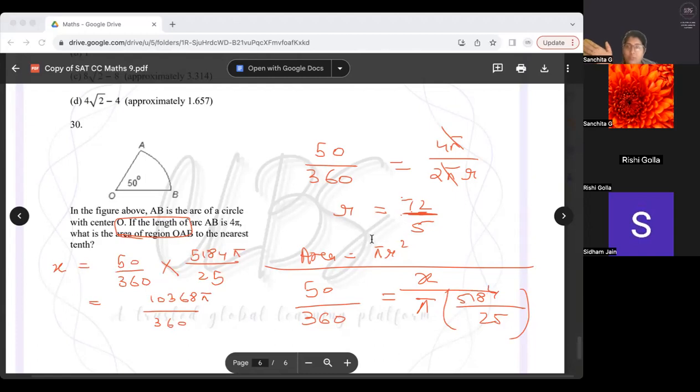So pi you can change to 3.14. Multiply by pi. 90.4. Correct. We write 360 as 2 pi, then we just cut the pi. Yes, we simplified. 90.4. What is the 100th place? 90.43. So the nearest 10th is 90.4.